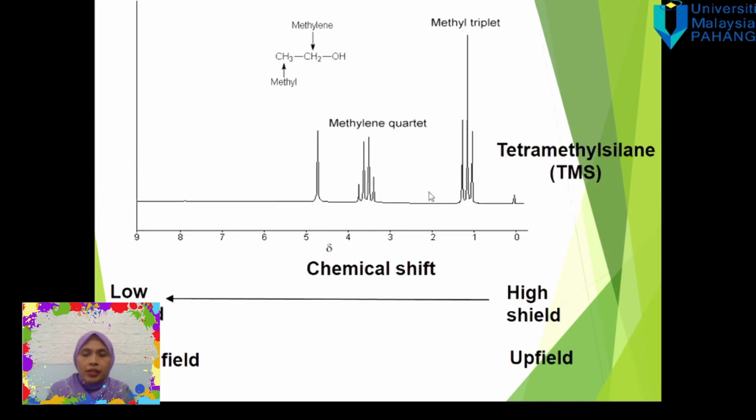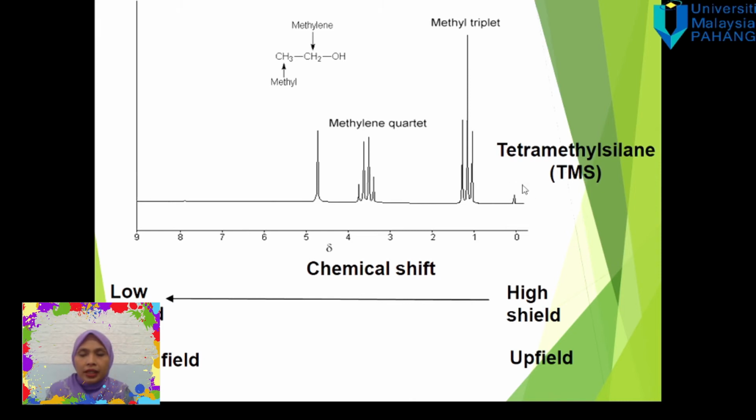And what is chemical shift? Chemical shift is the difference in frequency between a certain proton and the frequency of the instrument used. And the reference for chemical shift is TMS, which is always equal to 0. Here, the TMS is always 0.